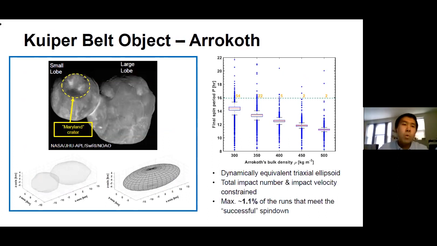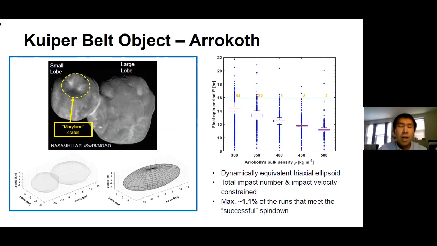So just to give you a quick example of my work on a Kuiper belt object, I conducted a Monte Carlo simulation on Arrokoth to investigate its possible spin-down histories. When New Horizons encountered Arrokoth, it sent back the image showing that Arrokoth is a binary system. But classical mechanics tells us that when these two lobes are in contact with each other and start to co-rotate, the spin period is consistently smaller than what we have observed.